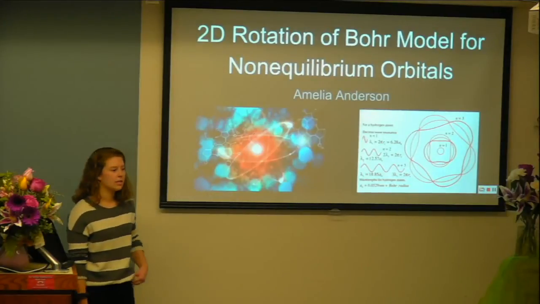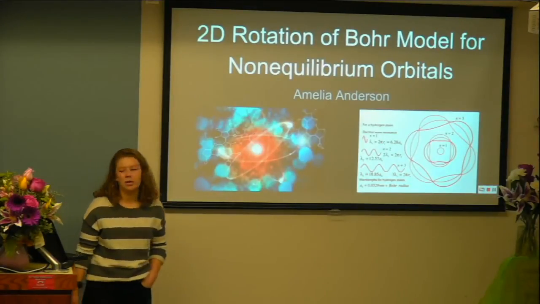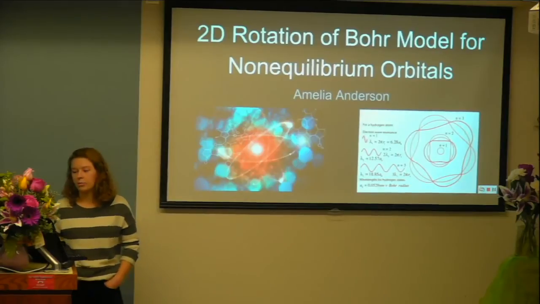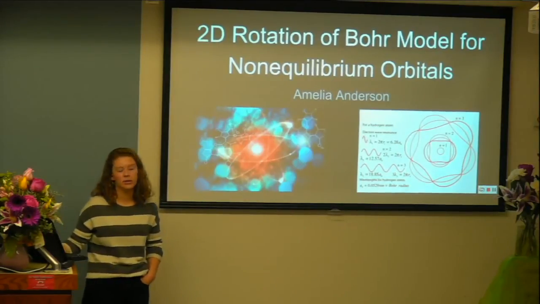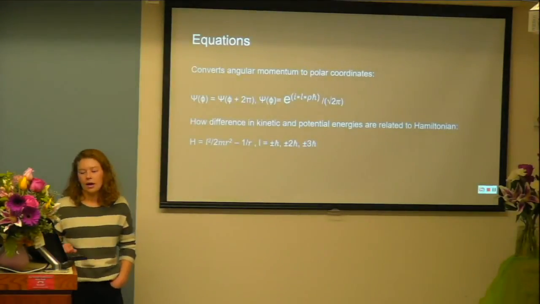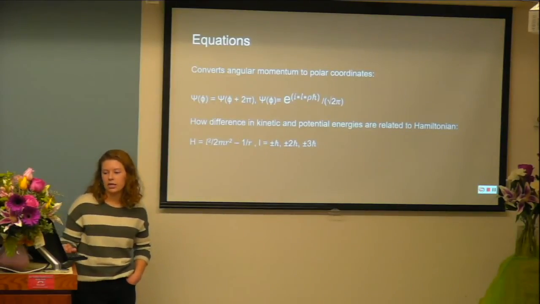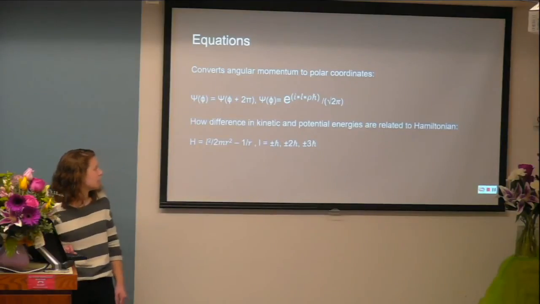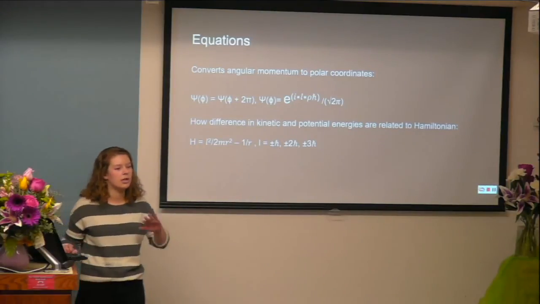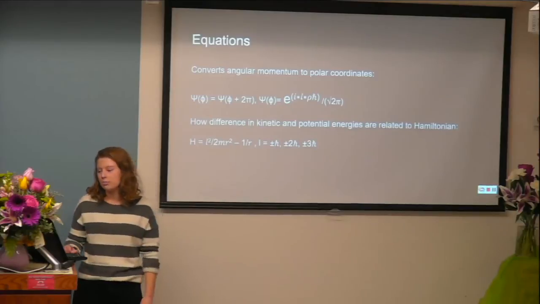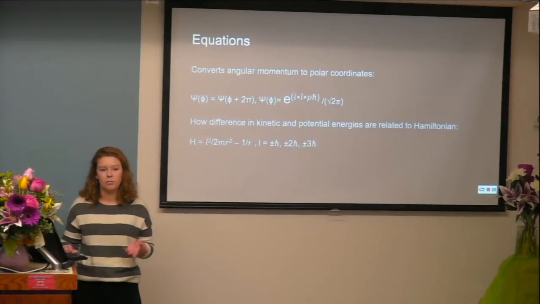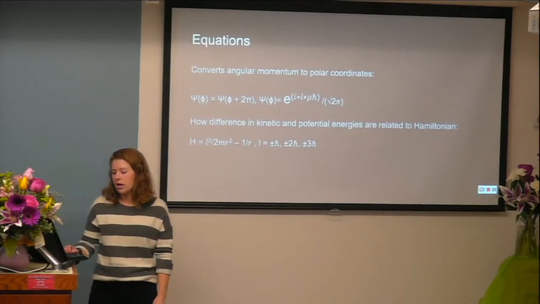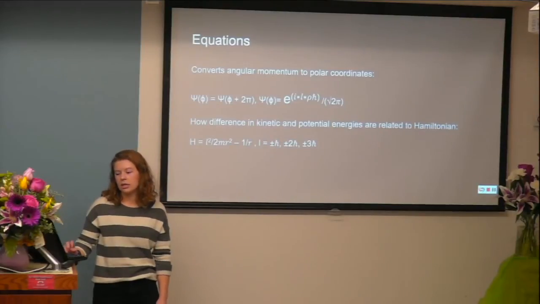Yeah, so like you said, my name is Amelia, and I did my project on the 2D rotation of a Bohr model for non-equilibrium orbitals. Some of the equations I used: the first equation converts angular momentum to polar coordinates, so we could plot the angular momentum in a way that we can understand it on the Bohr model. The second equation shows the difference between kinetic and potential energies and how they're related to the Hamiltonian.